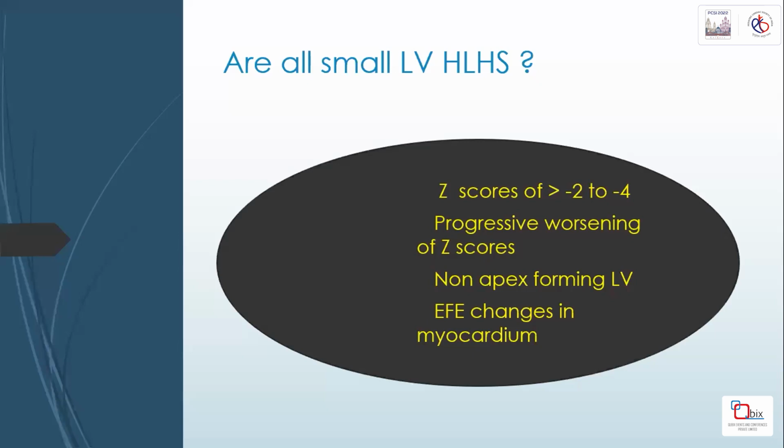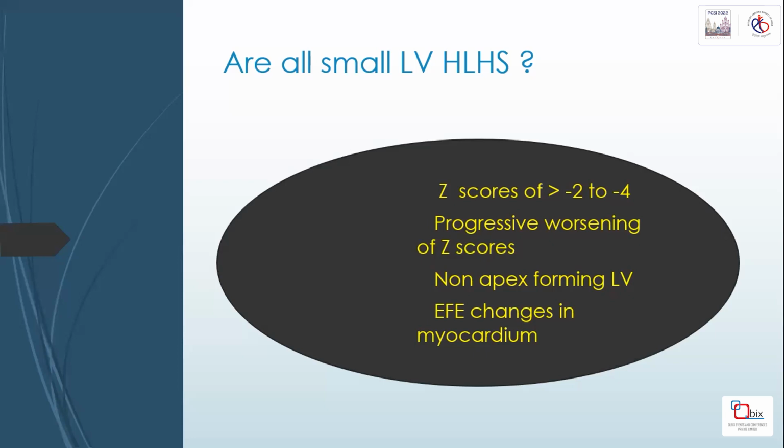Why are Z-scores important? Are all small left ventricles hypoplastic left heart? That's a very common clinical question which we see. Literature says that with Z-scores of more than -2 to -4, and when there is progressive worsening of the Z-scores by serial assessment, when the LV is non-apex forming and there are EFE changes, it more or less points towards a definite hypoplastic left heart syndrome.